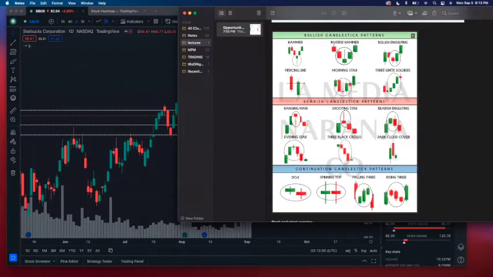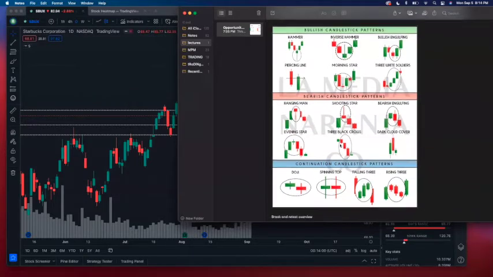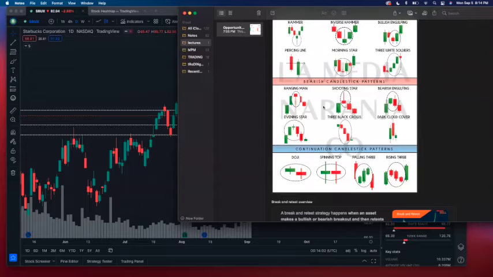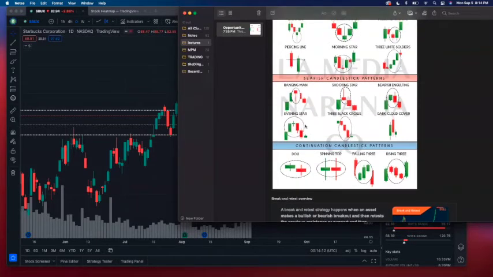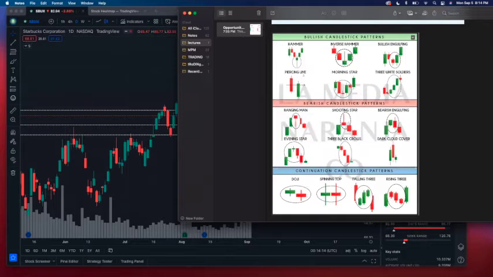There's only a few that I think really matter. The hammer, inverted hammer, bullish engulfing, morning star for these. So there's four here, and then hanging man, shooting star, bearish engulfing, evening star, and those are really the only ones I use. So those are really the only three or four for each. And basically they're pretty much the same, just opposites.